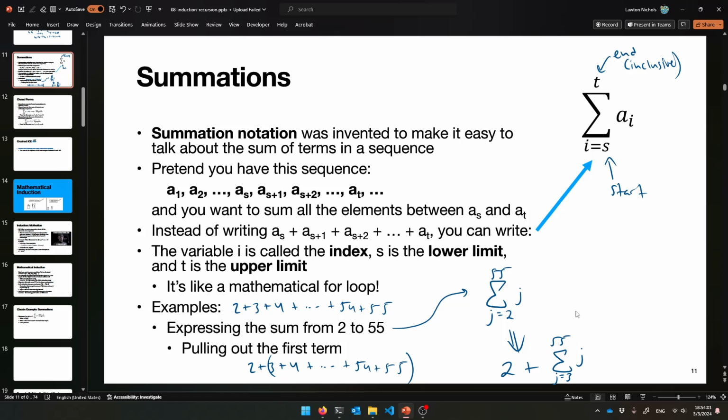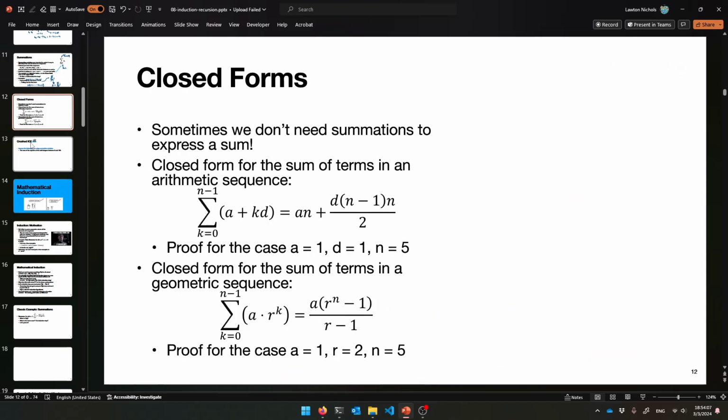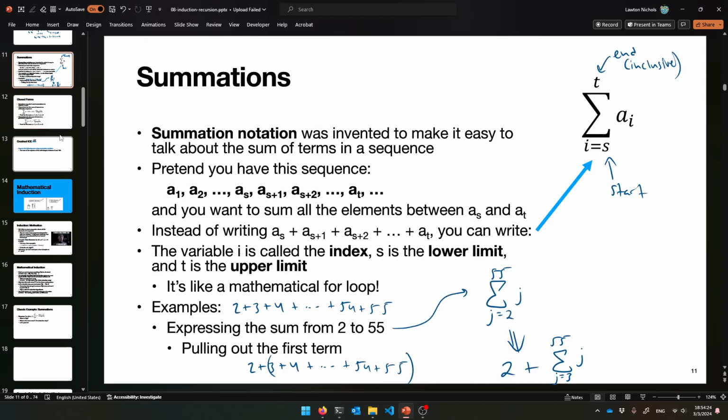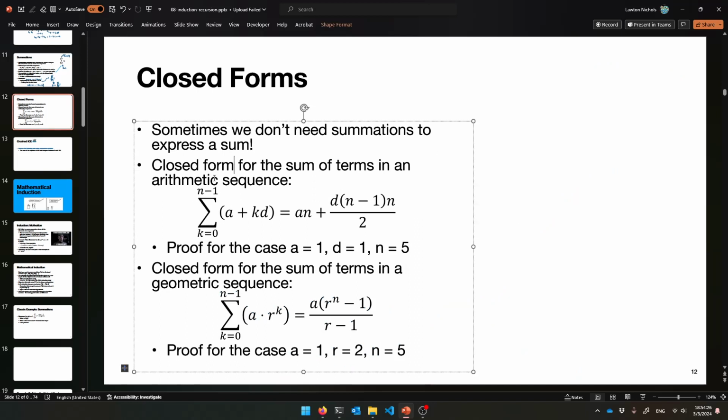You can also think about pulling out the last term. This is something we will want to do eventually. It'll make proofs go through. And then finally, we talked about this actually just briefly, last slides, because I told you there was a closed form for a particular kind of summation. We just didn't have those words, essentially. But sometimes we don't need to use this summation notation to talk about a sum. All right. So instead, there is a closed form for certain kinds of sequences.